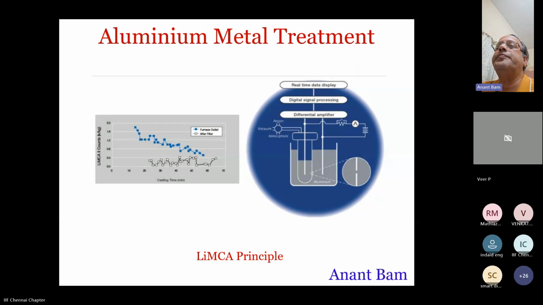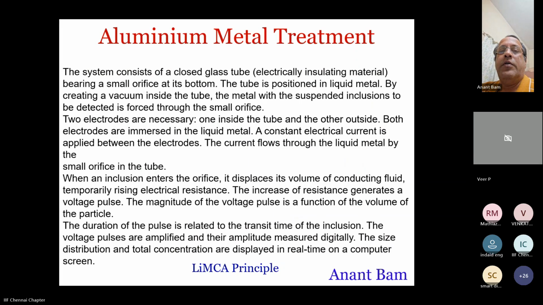Next, please. This is a brief explanation of whatever I said. The system consists of a closed glass tube and a small orifice in the tube. The duration of the pulse is related to the transition time of the inclusion. The voltage pulses are amplified and their amplitude measured digitally. The size distribution and total concentration are displayed in real time on the computer screen. Next, please.